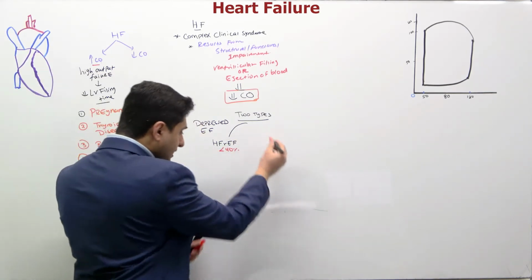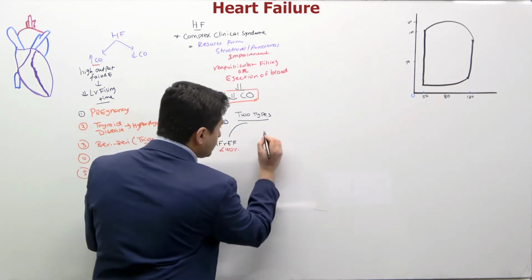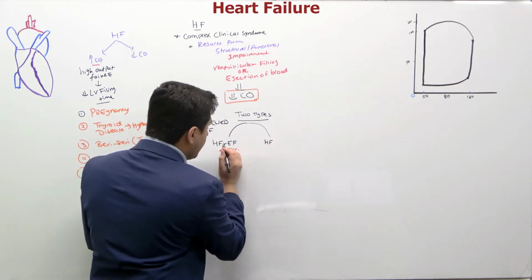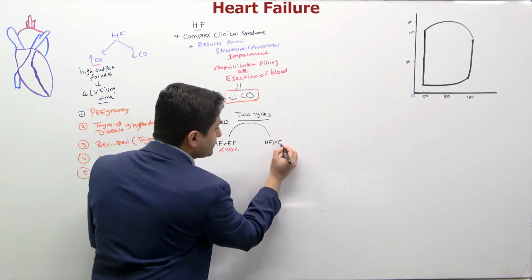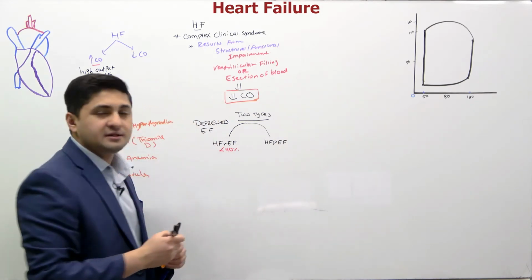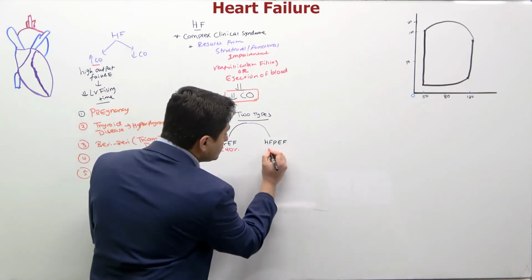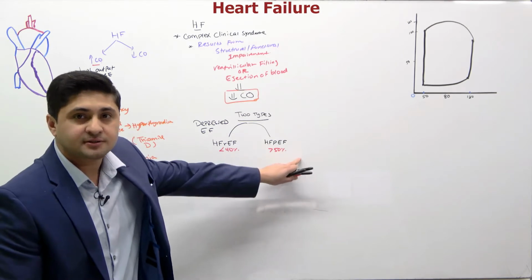Now, the other type of heart failure is another type of heart failure, but this ejection fraction is preserved. That means your ejection fraction is usually greater than 50% or so. It's a preserved ejection fraction.